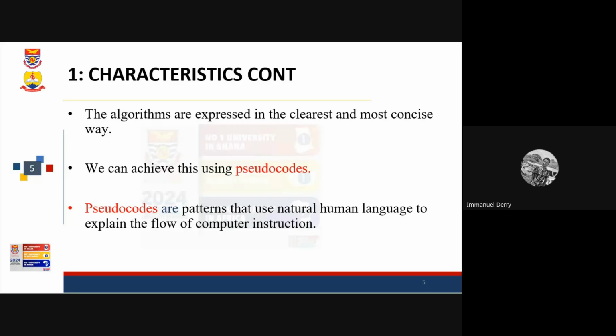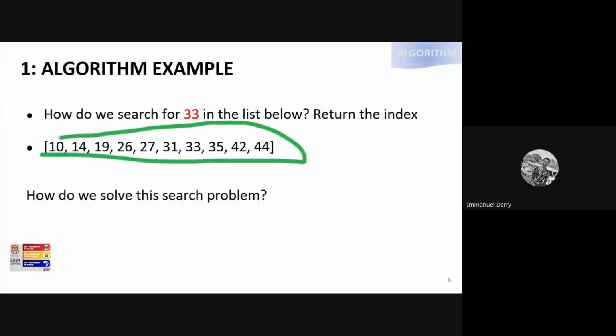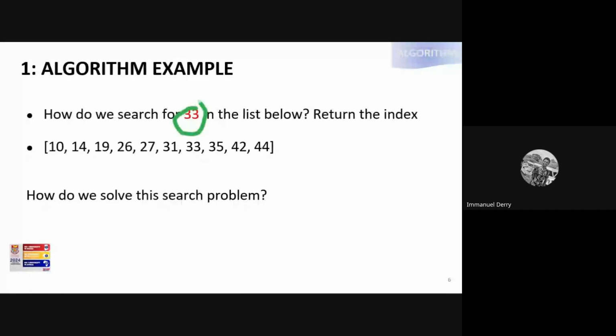And pseudocodes are basically patterns or natural human language that are used to explain the flow of the computational instructions that we write in the algorithm. And we give an example here, for instance, that we are given a list from 10 to 44. And the task is that we want to search for 33 in the list. How do we solve this problem?